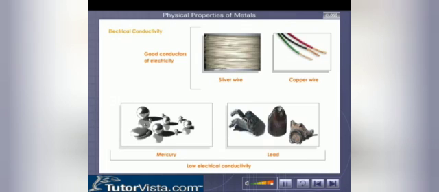Electrical conductivity. Metals are good conductors of electricity. Silver and copper are very good conductors. They are used for making conducting wires. Lead and mercury are exceptions. They have low electrical conductivity. Generally, the electrical conductivity of metals decreases with increase in temperature.